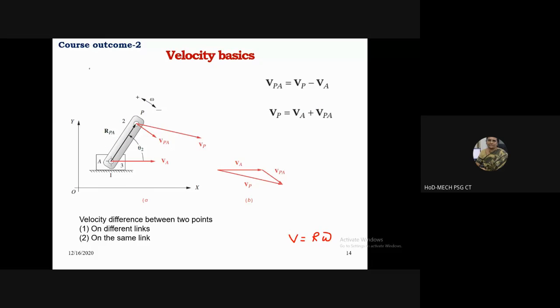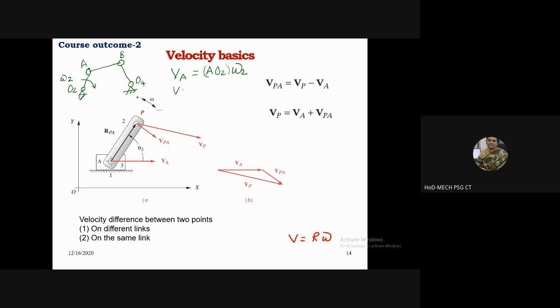Now let us consider again a 4-bar mechanism, like this. Let me name the joints as O2, A, B and O4. Now, if I want to find the velocity of A here, suppose omega 2 is clockwise, say some 10 radians per second or something like that. So the velocity of A I can find as R omega. What is R? A to O2 is R, multiplied by omega 2. This is the velocity of A.